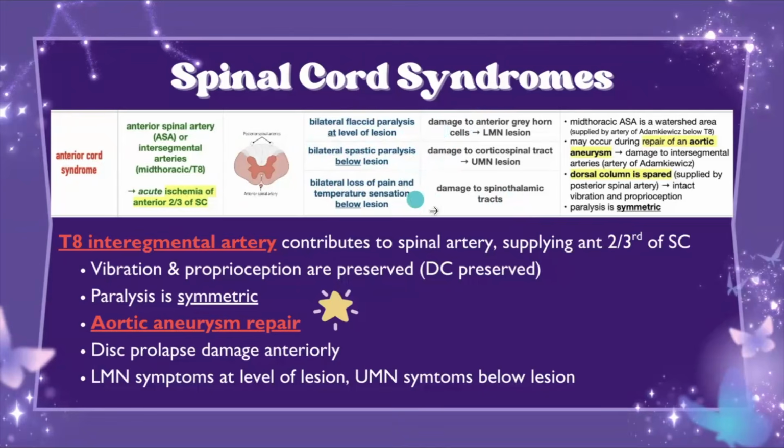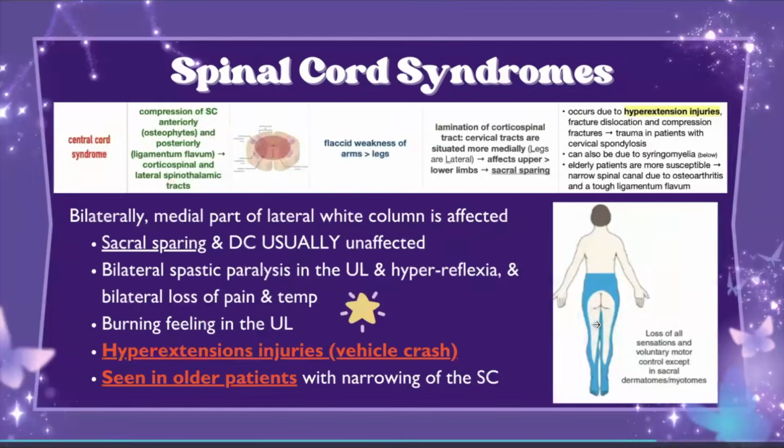What else do we want to discuss here? Yes. Okay, so the classic presentation for anterior cord syndrome is that the patient would undergo an aortic aneurysm repair. Because you have to ligate the aorta, sometimes this can affect the intersegmental artery and occlude it, or for whatever reason, if there's damage to the intersegmental artery during an aortic aneurysm repair, this would result in anterior cord syndrome. This can also happen due to disc prolapse that damages the spinal cord anteriorly. We discussed everything else.